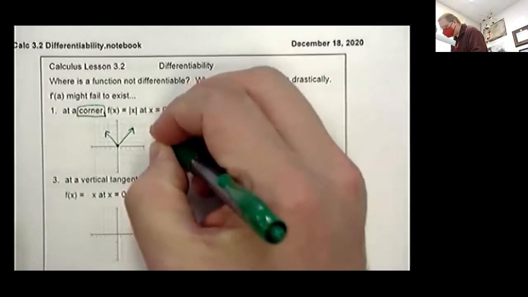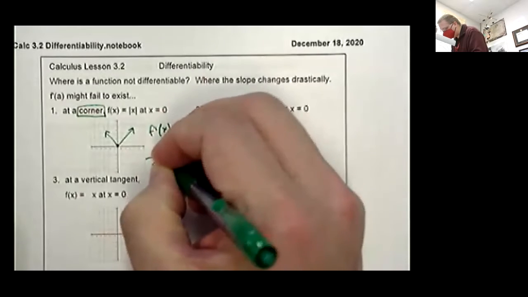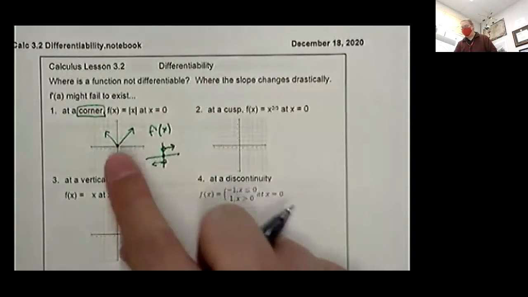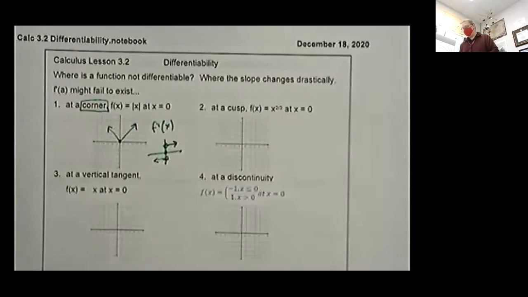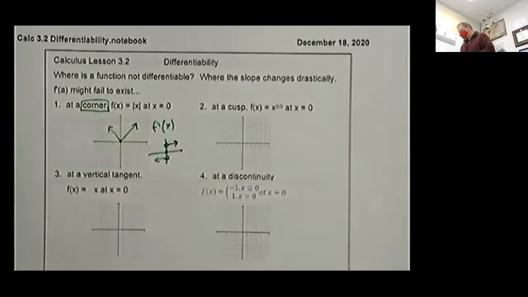We looked at that graph earlier, f of x. Open, solid, open. When we look at the first derivative, there's actually a discontinuity in the graph of the first derivative, and the reason that caused that was that corner. So we want to avoid corners.